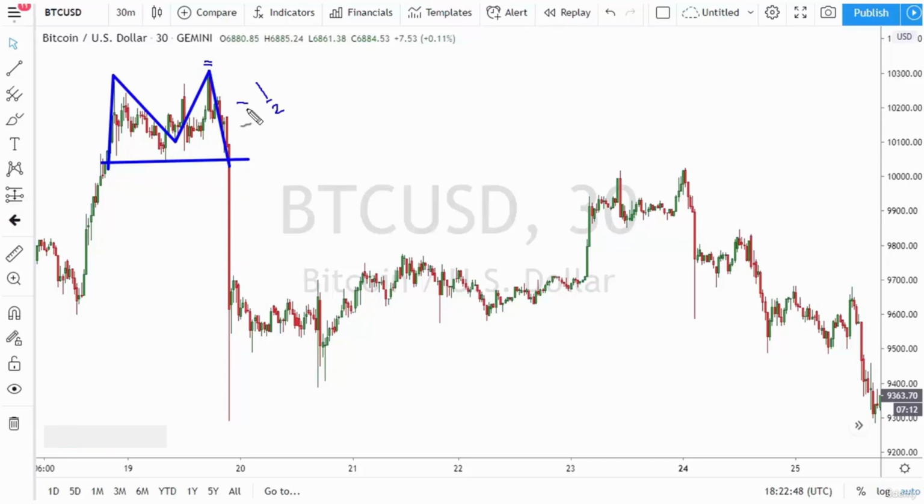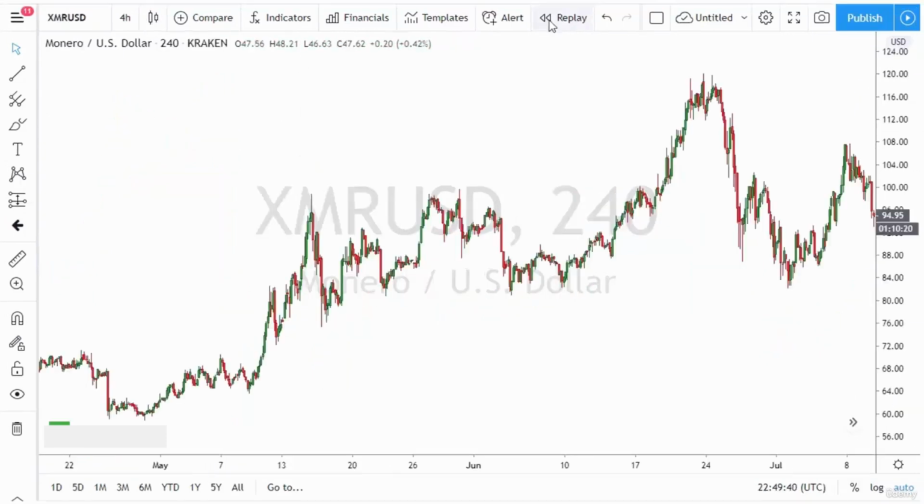But a lot of people will even go 2 times, so 2 times the height, especially if it's with the longer term trend. You can see clearly that happened in Monero. I have an example of a double bottom. And what's particularly telling about this is that it is at an area that had been important previously.